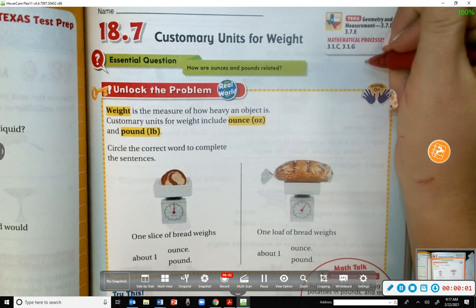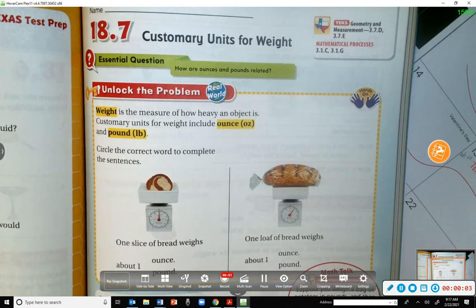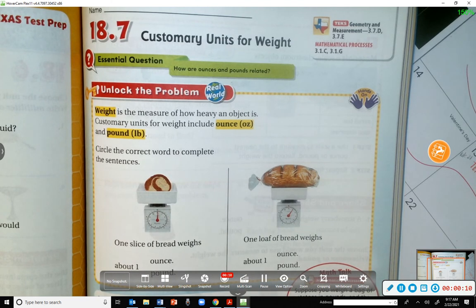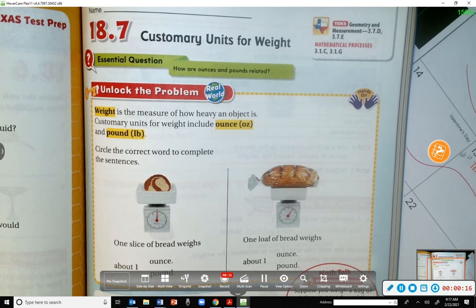Okay, again, today's Monday, February 22nd, and we're starting our math lesson for today. We are in our Go Math Volume 2 book, and we're starting on page 601. So what we want to talk about today is weight and mass.